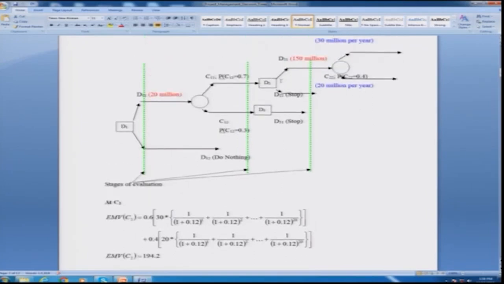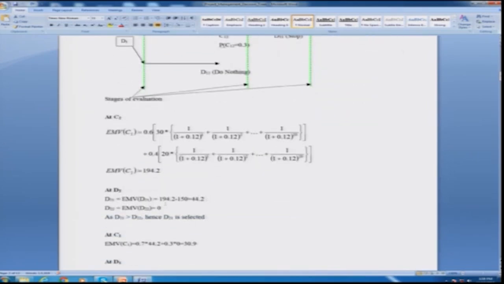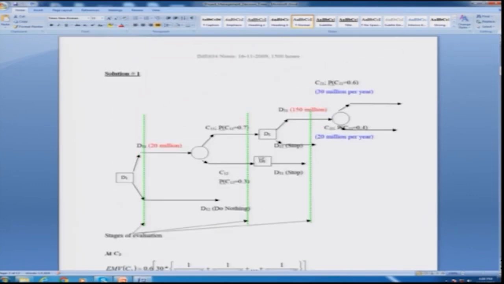At D2, where you will take a decision, that means in D2, you would either stop or else you will go ahead. That means go ahead and invest 150 to build up that part, such that production would be there with the probability of high demand 60%, low demand 40%. So, at D2, you find the expected value at D21 at this point is 44.2. Hence, as this decision with respect to the other one.